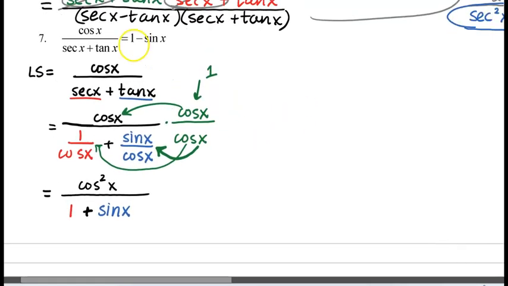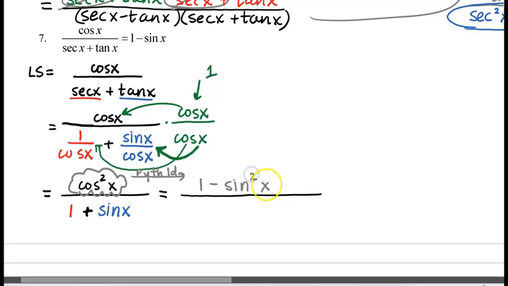Now this still does not look like the right-hand side, which is 1 minus sine. But again, thinking about difference of squares, this kind of looks like a difference of squares factor, like the a plus b, a minus b. However, in the numerator, we just have a cosine squared. So what I'm going to do is apply a Pythagorean identity to the numerator, because cosine squared is equal to 1 minus sine squared x. The denominator is still 1 plus sine.